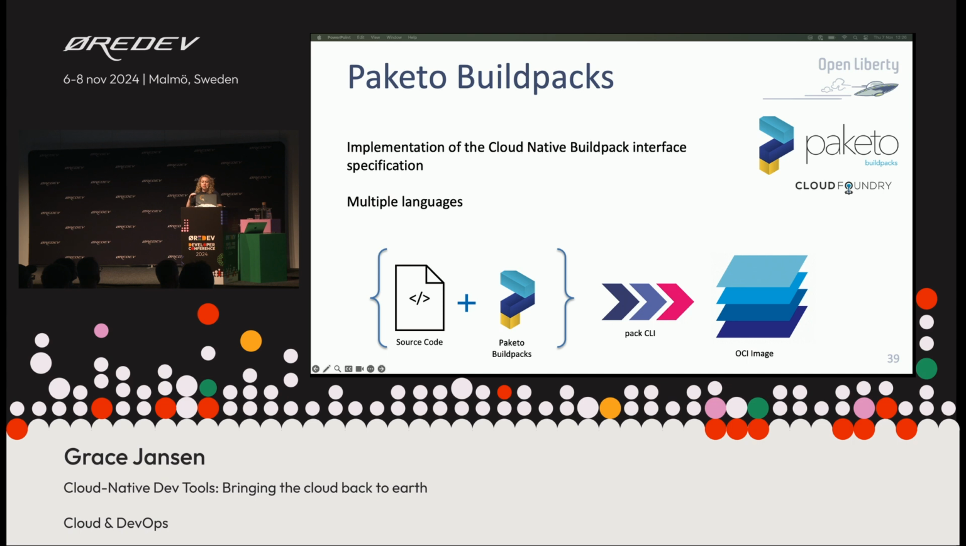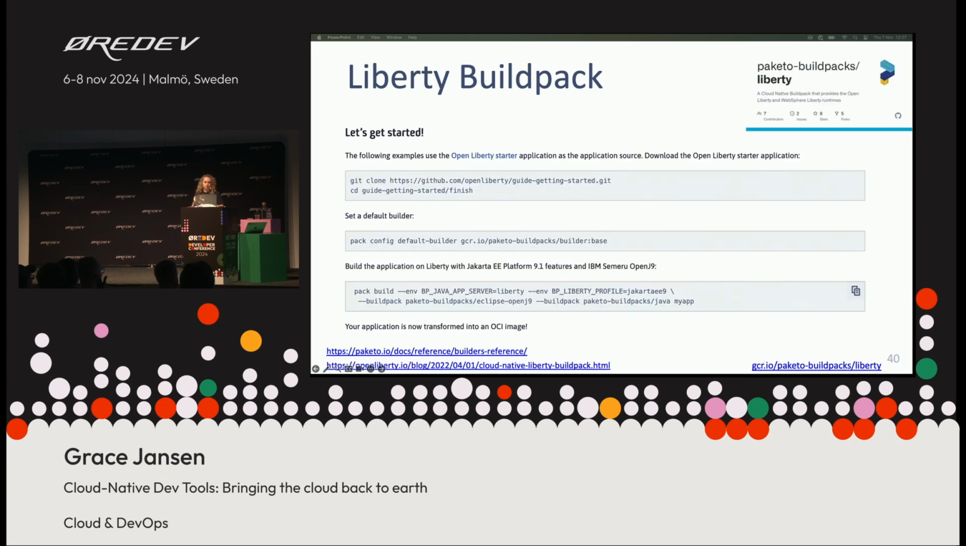The way it works is the Paketo Liberty buildpack provides the Open Liberty runtime to a workflow. That workflow then produces an Open Container Initiative, or OCI, image that can run just about anywhere, wherever you want to deploy it, making it really great for the flexibility and portability that we want with cloud native applications. So you take your source code, utilize Paketo buildpacks, send it through the pack CLI, and create your OCI image using those different layers that are knitted together.